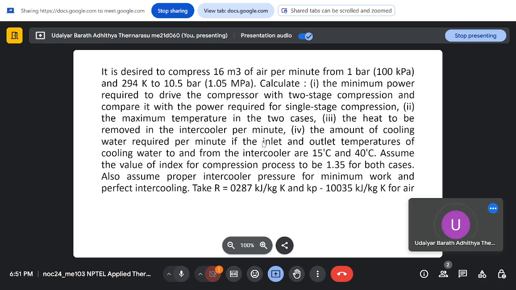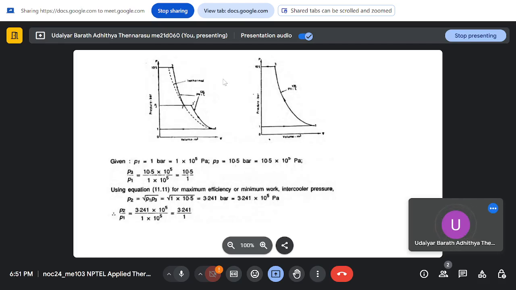So you need to compress 16 meter cube, that is the volume per minute, and the inlet pressure and temperature are given, and the outlet pressure is also given. We need to find the minimum work in a two-stage compression and compare it with single-stage compression, the maximum temperature in both cases, the heat to be removed in the intercooler, and the amount of cooling water required. So this is how the process looks.